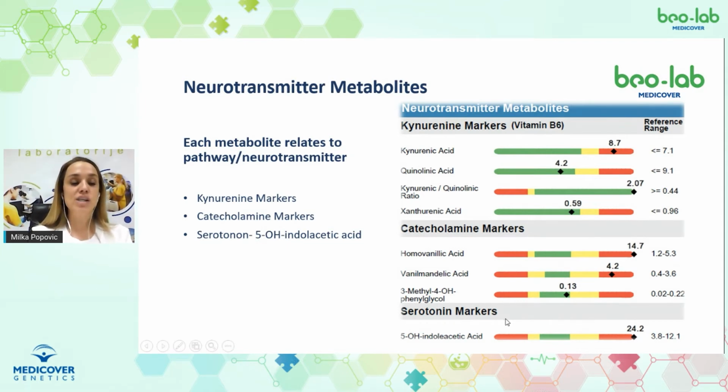Then the next one is the serotonin markers. We're looking at 5-hydroxyindoleacetic acid. So that is the product of serotonin. We often see higher levels of this in people who are on antidepressants, such as SSRIs, selective serotonin reuptake inhibitors, when you take additional quantities of serotonin, or in 5-HTP supplements.